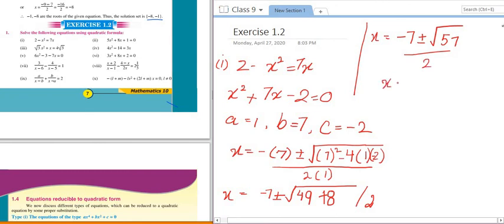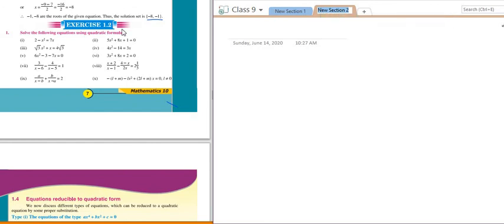Denominator is 2. This is the final solution. I'm going to write the solution set. This is not further factorized or anything else. So the solution set is minus 7 plus minus square root 57 divided by 2. Clear? Okay, let's move towards part second.